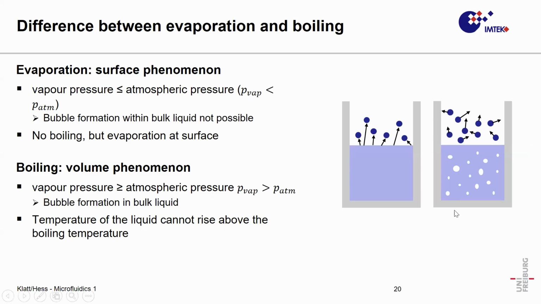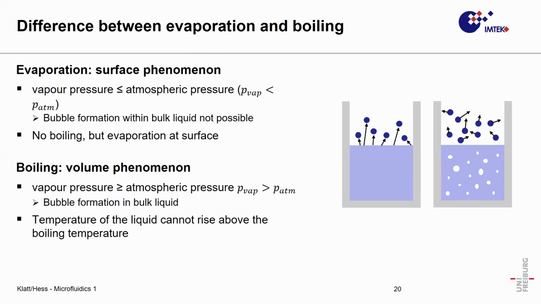In contrast to that, boiling is a volume phenomenon. Here, as imaged on the right-hand side, the vapor pressure is higher than the atmospheric pressure, and this means that all the bubbles that are formed within the bulk liquid can stay there and do not collapse. So boiling is a volume phenomenon. And during the process of boiling, the temperature of the liquid cannot rise above the boiling temperature.